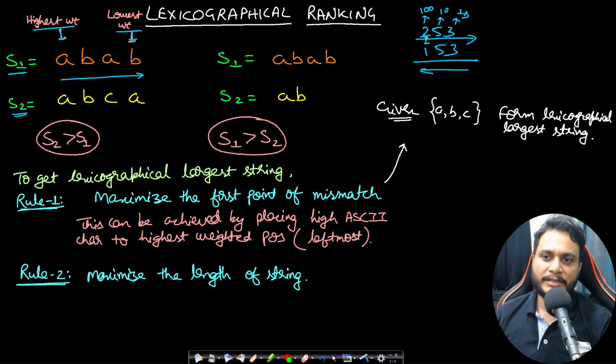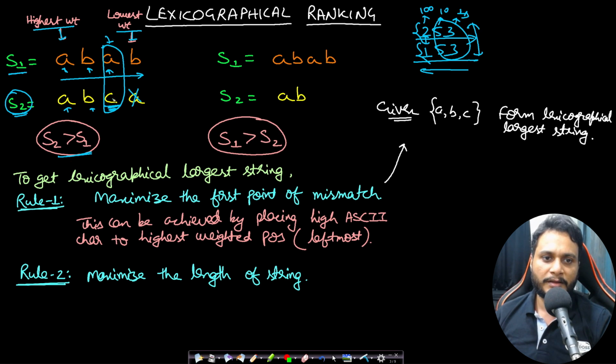That if 2 is greater than 1, then I don't care about the other characters. This 253 has to be greater than 153. So if you just go from left to right, you compare: A is matching with A, B is matching with B, but A and C are not matching. This is the first point of mismatch. At the first point of mismatch, if you find that C is larger than A, then S2 will always be larger than S1. Even if it did not have this last character, S2 will still be larger than S1.